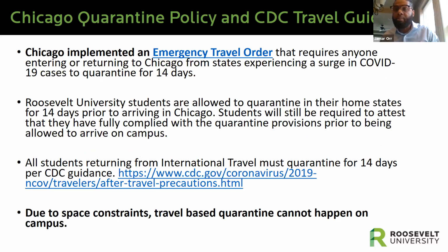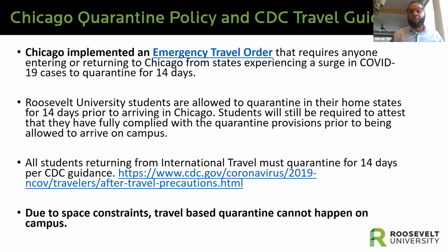Additionally, many of you have heard, and we've talked about this a great deal, but I think it's important to touch on again the Chicago quarantine order. Chicago implemented an emergency travel order that required anyone entering or returning to Chicago from a state that's experiencing a surge to quarantine for 14 days. They recently updated the guidance so that if you're in a surge state, you're allowed to quarantine in your home for that 14-day period prior to coming to campus.